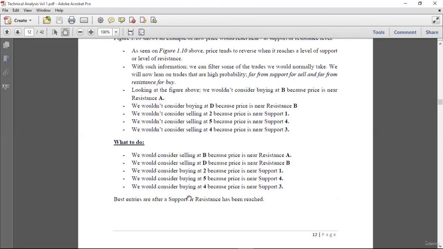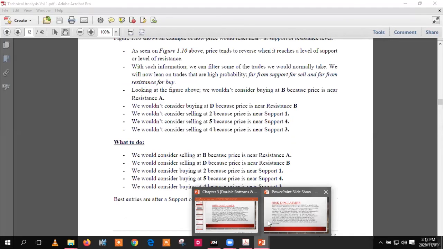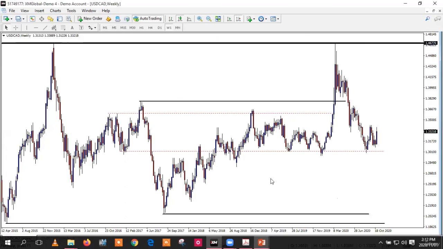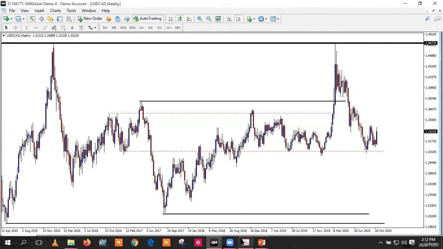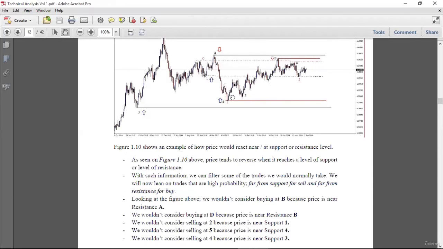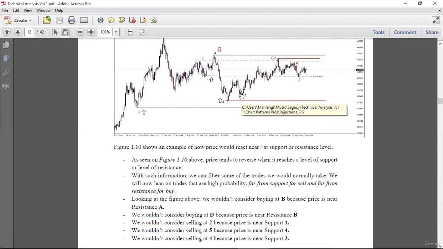And lastly, we would consider buying at 5 because price is near 4. 5 is this because we are close to this, and we would consider buying here because we are close to this. So that's how you would actually look for those reactions. That's how you don't trade against the closest support or closest resistance.